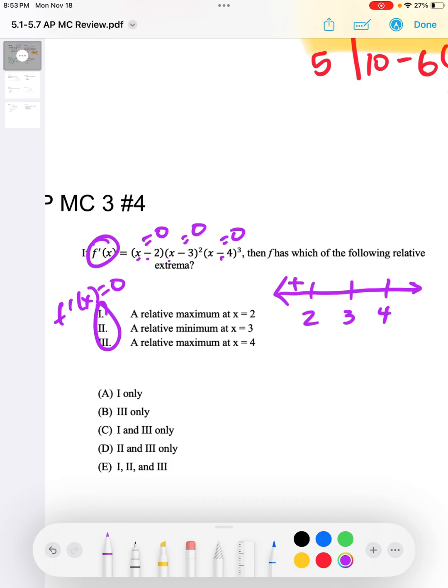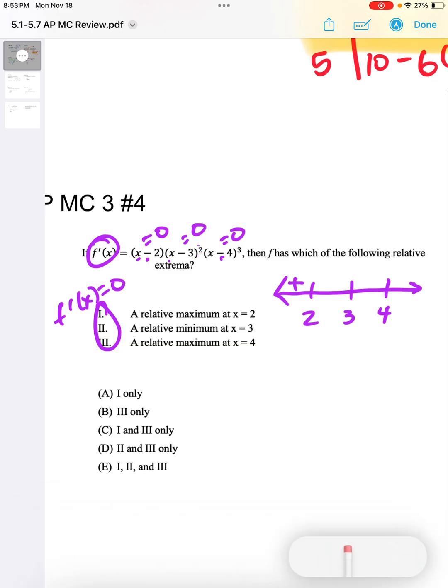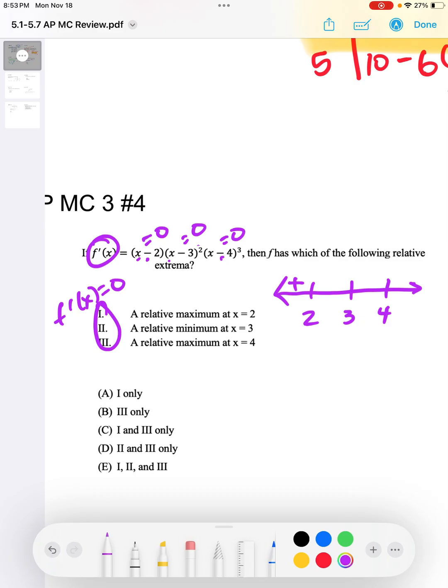All right, something between 2 and 3, I'm going to plug in 2.5. 2.5 minus 2 is positive. Anything squared is always going to stay positive anyways, no matter what it is. So positive times positive, and 2.5 minus 4 is negative, and then I cube it, it's going to stay negative. So the whole thing, positive times negative, is negative. Then from 3 to 4, as we look at 3.5, 3.5 minus 2 is positive. Anything squared is positive, and 3.5 minus 4 is still negative, and I cube it, it's going to stay negative.